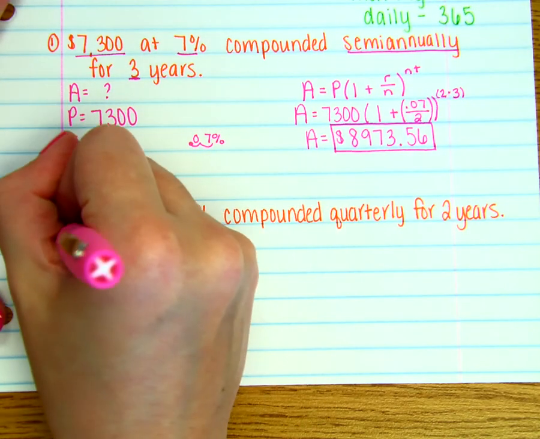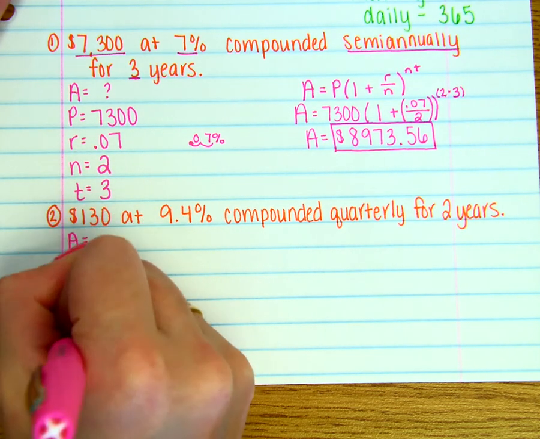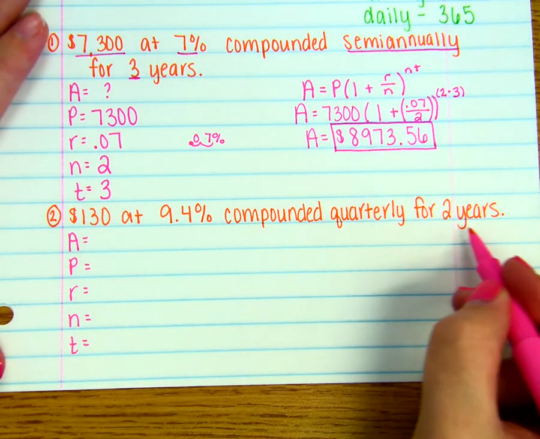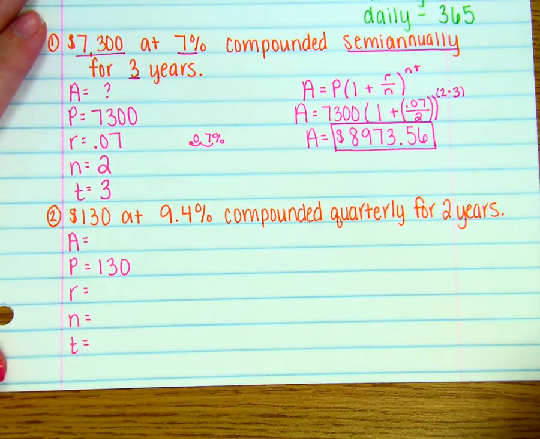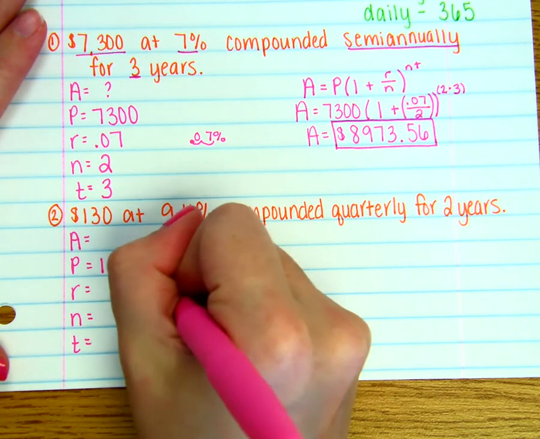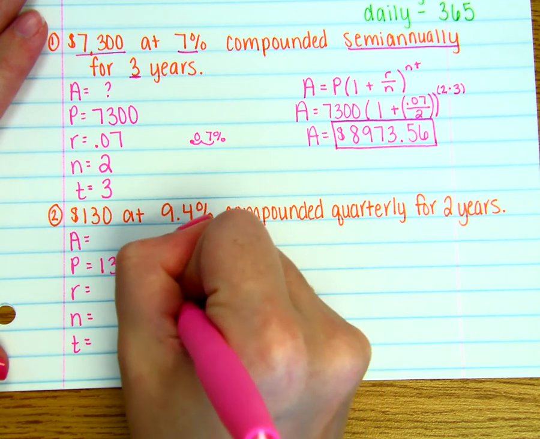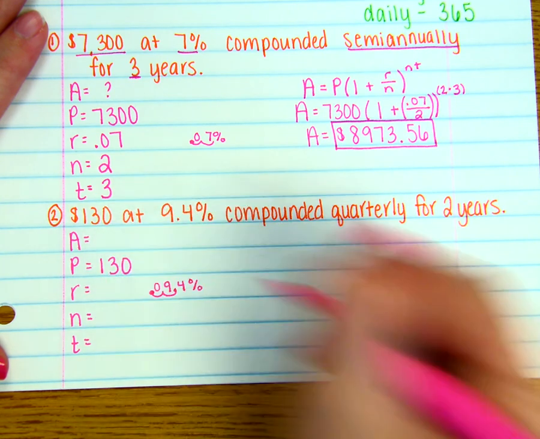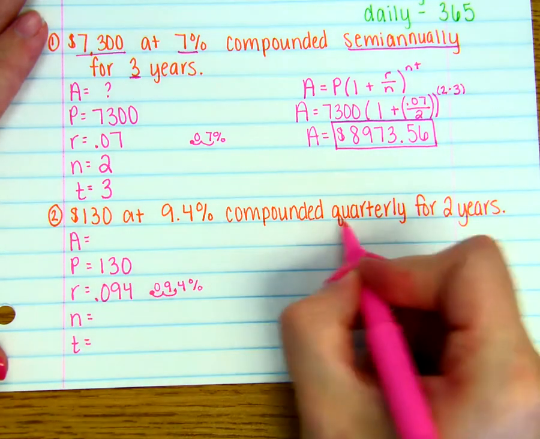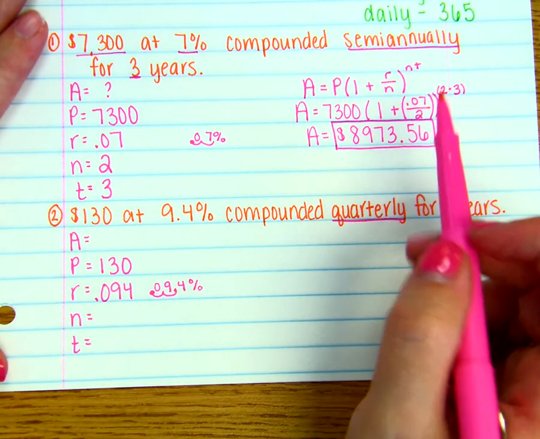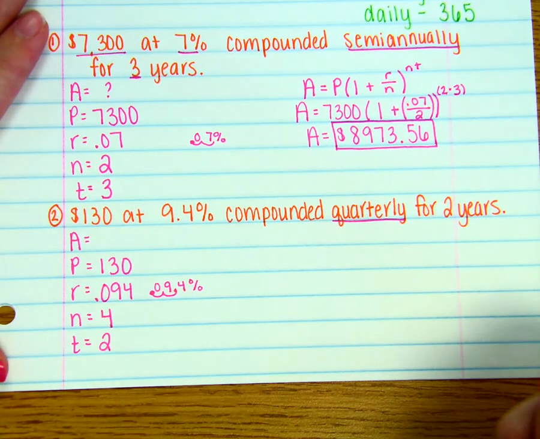Okay, so now we have A equals, P equals, R equals, N equals, T equals. And we're going to take the information and plug it in here. Our principal, what we invested, was 130. Our rate is 9.4. Remember, this is still a percent, so to change it to a decimal, I still need to move it 2 places to the left, 0.094. N is how many times it's compounded. Quarterly is 4, so N equals 4, and our time is 2.